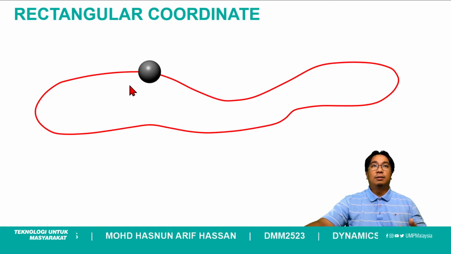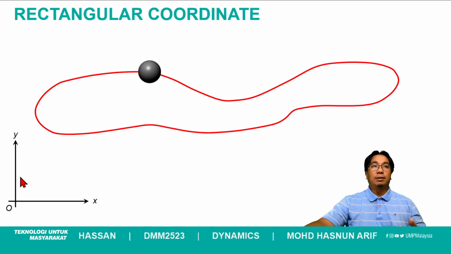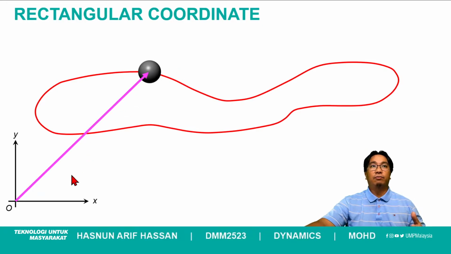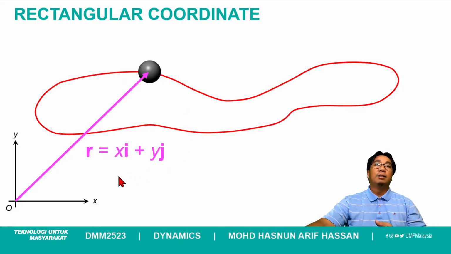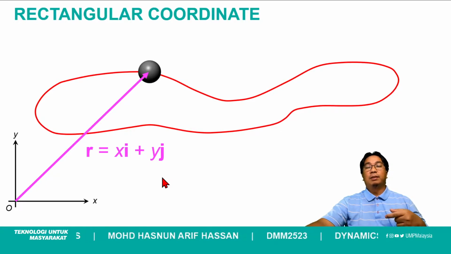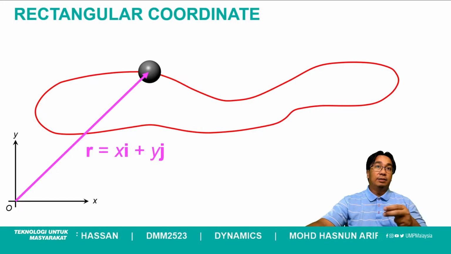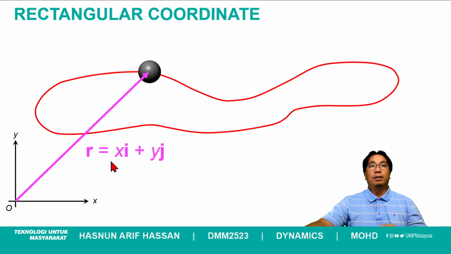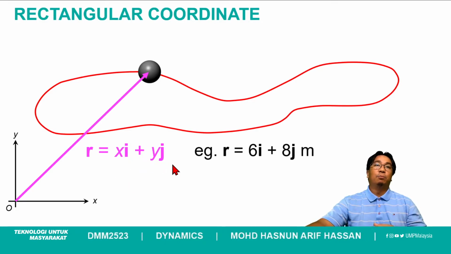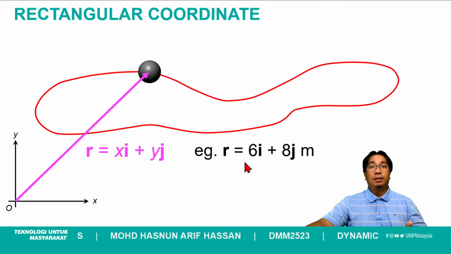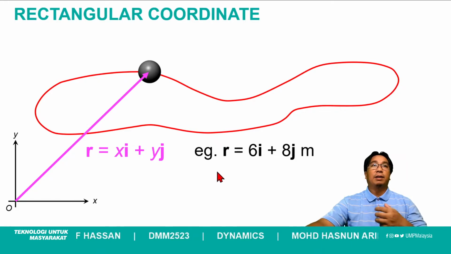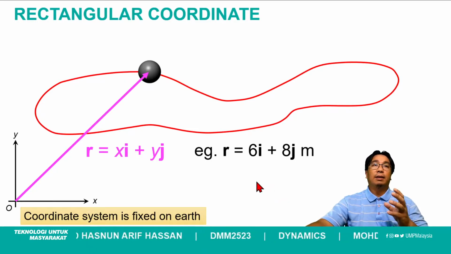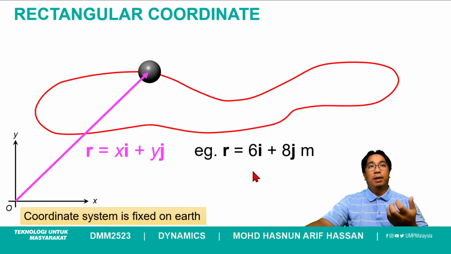Previously when we talked about curvilinear motion, okay, rectangular coordinate is where you define a coordinate system in a fixed position, and then we have the position of the object, position of the particle, which can be written as a vector in IJK component. If it is a 3-dimensional problem, then dia akan ada K component lah, component of Z axis. Tapi dalam case of 2-dimensional problem, dia akan ada I and J component sahaja. So for example, R, the position of this particle can be 6i plus 8j meter. Ini kita panggil sebagai rectangular coordinate. So the coordinate system is fixed on the earth.